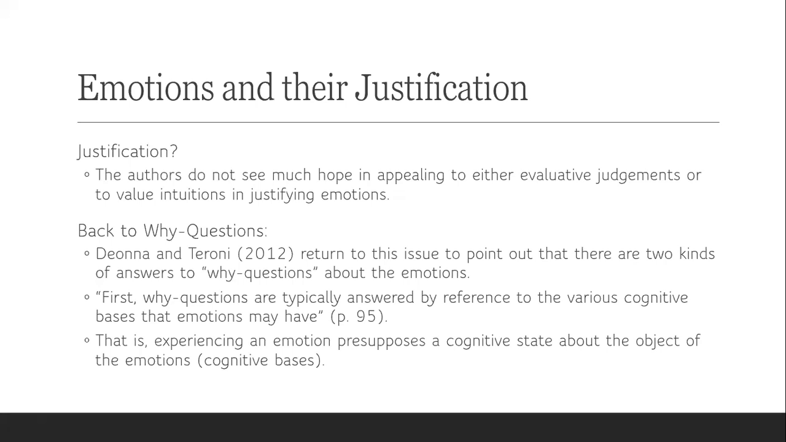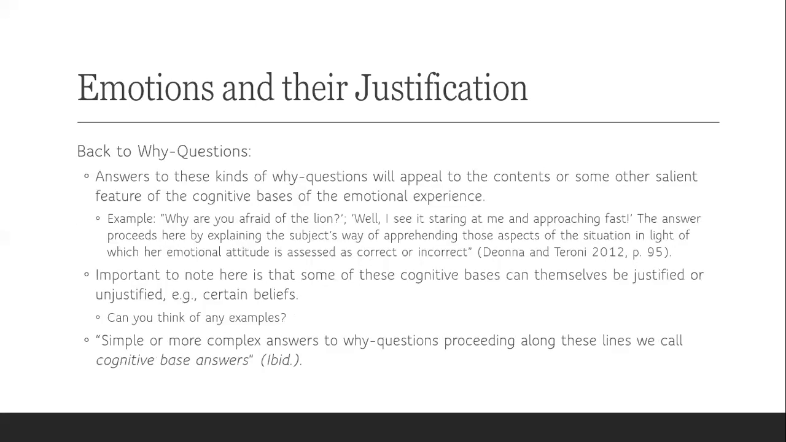So, for this to work, experiencing an emotion must presuppose a cognitive state about the object of the emotion, right? It presupposes there are cognitive bases there, beliefs about things, for example, or maybe perceptions of things, right? And answers to why questions that appeal to the cognitive bases, what they actually do is appeal to the contents, or maybe some other salient feature of the cognitive basis or bases of the emotional experience.